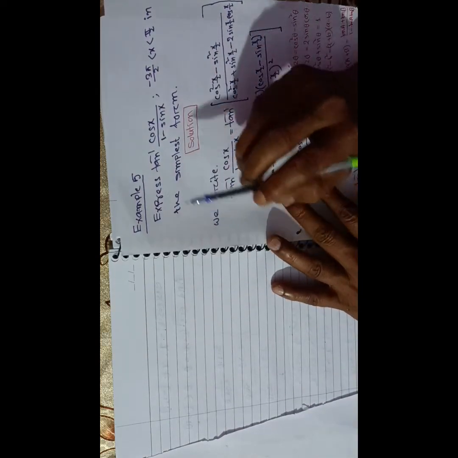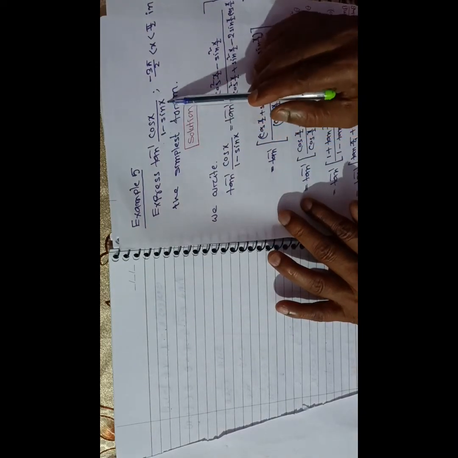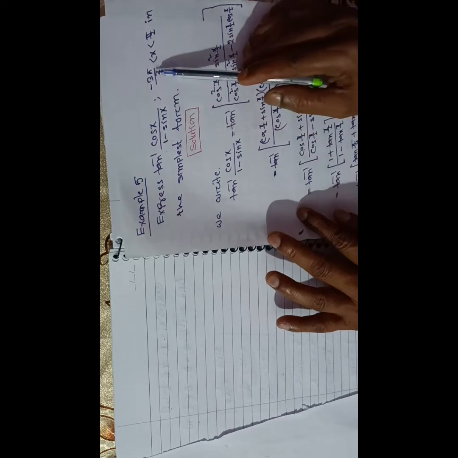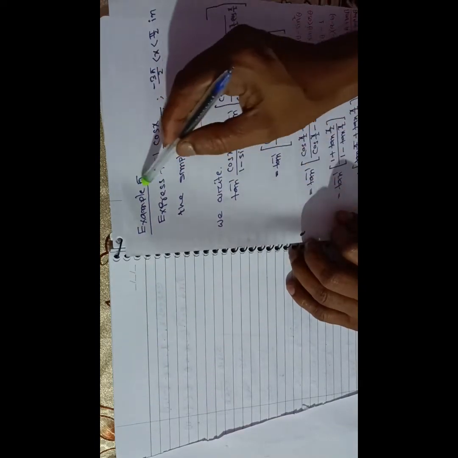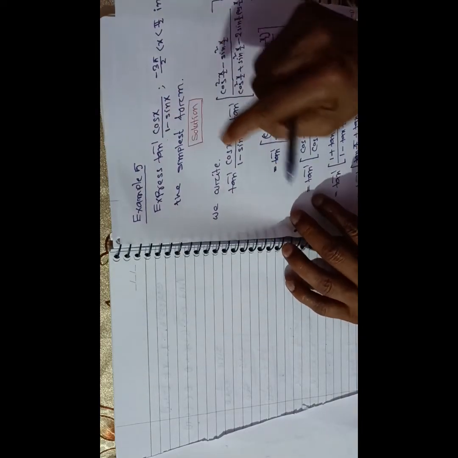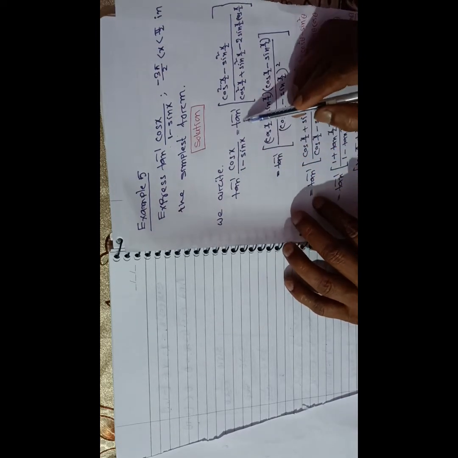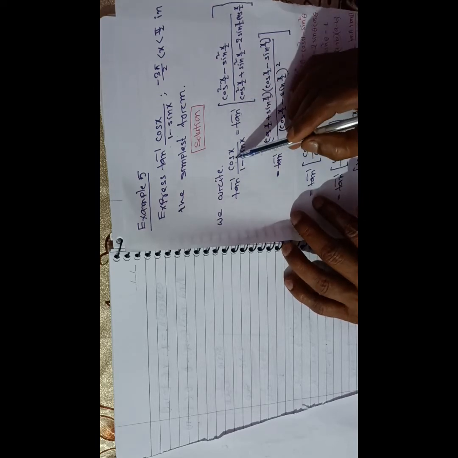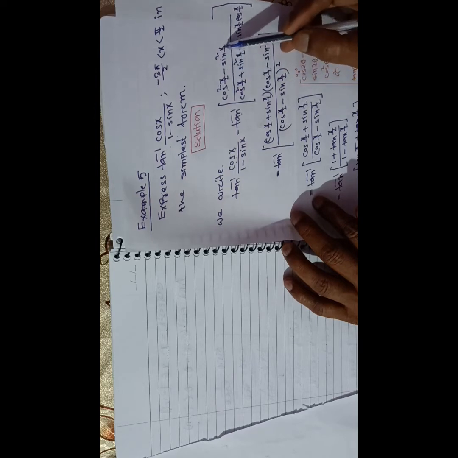Example 5 is: write tan inverse of cos x divided by 1 minus sin x, where minus 3pi/2 is less than x less than pi/2, in the simplest form. To express this in the simplest form, we write tan inverse cos x by 1 minus sin x equal to tan inverse. This cos x can be written as cos square x/2 minus sin square x/2.